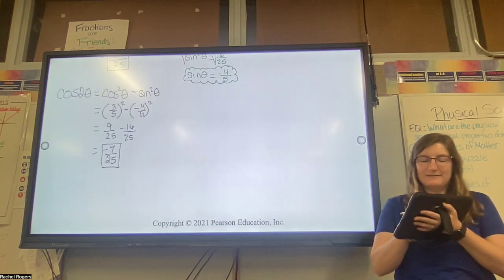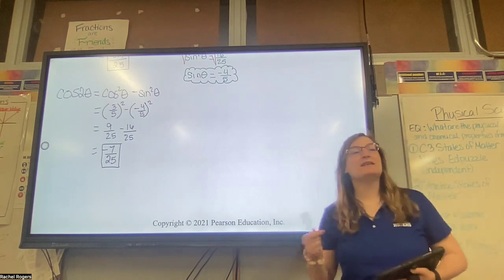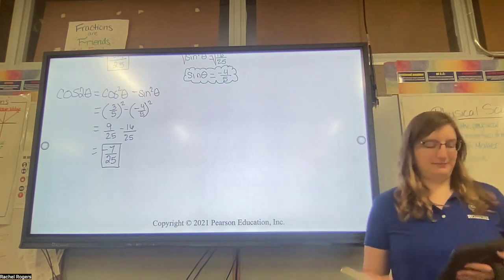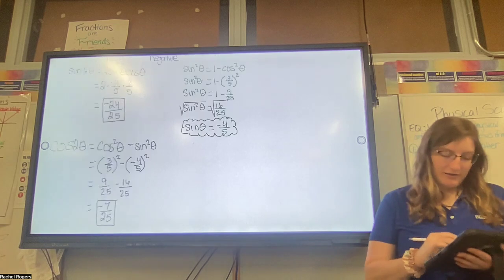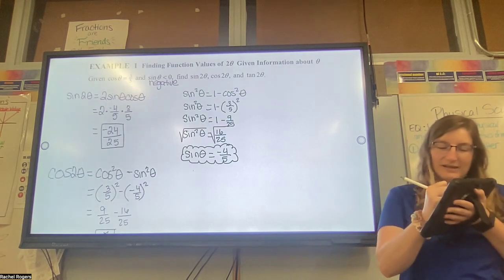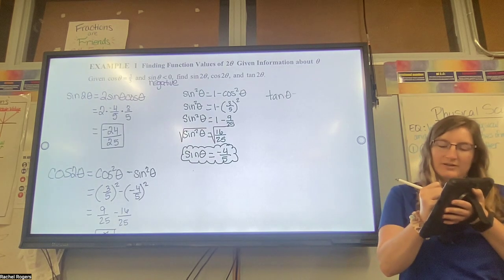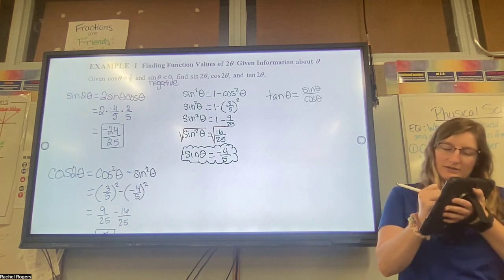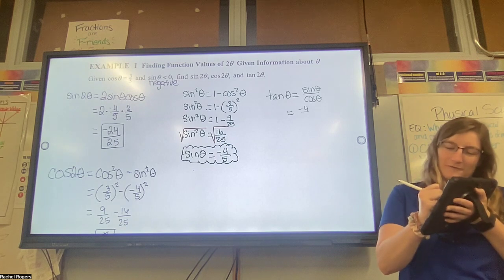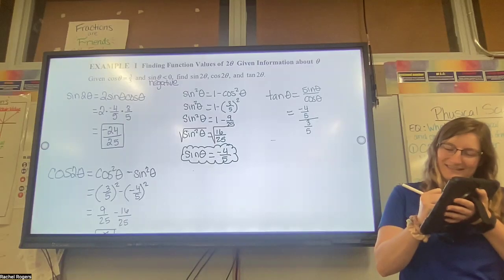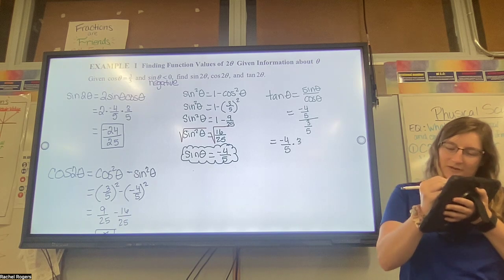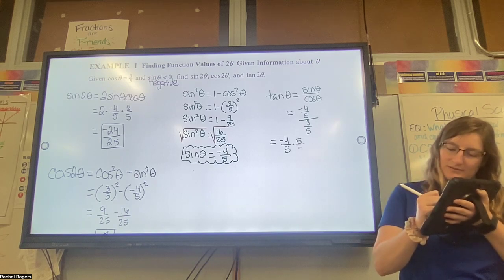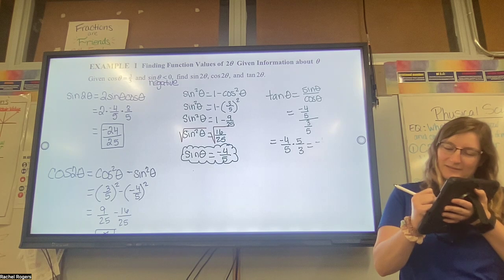All right, and now we need to find tangent of 2 theta. What do we need to find tangent of 2 theta? We need tangent of regular theta. So side quest number 2, tangent of theta is sine over cosine, which is negative 4/5 over 3/5. Negative 4/5 times 5/3 equals negative 4/3.